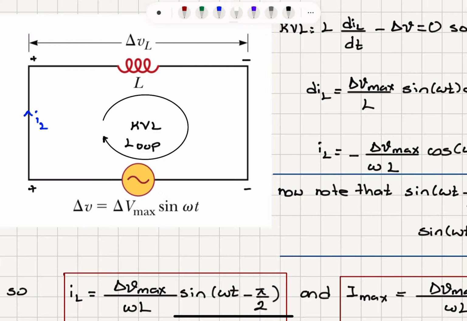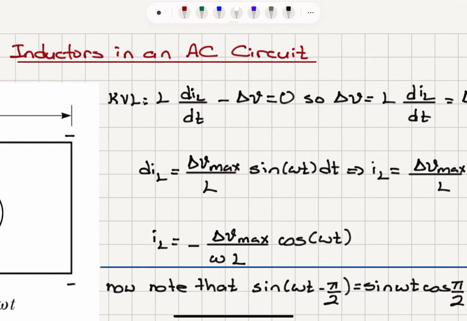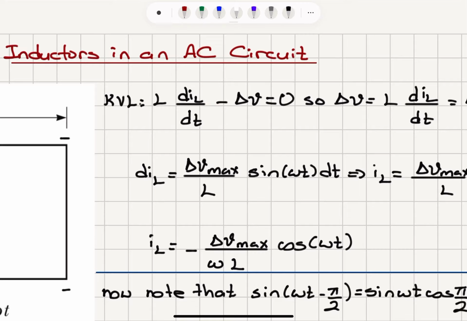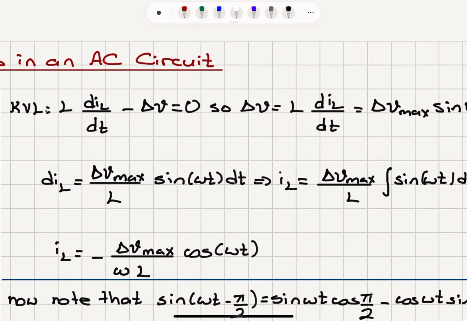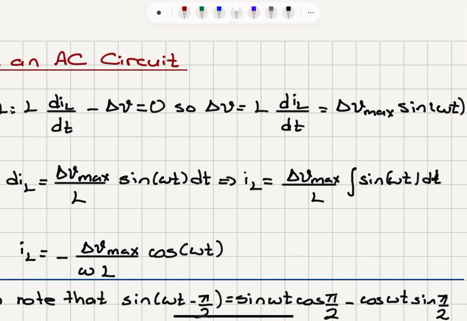So you can see here we can form a Kirchhoff voltage law loop and label this terminal plus, this is minus, this is plus, this is minus. So following the current, delta VL minus delta V is equal to 0. The voltage across the inductor is L dIL/dt, so L dIL/dt minus delta V is equal to 0. So delta V is L dIL/dt, which is delta V max sine omega t.